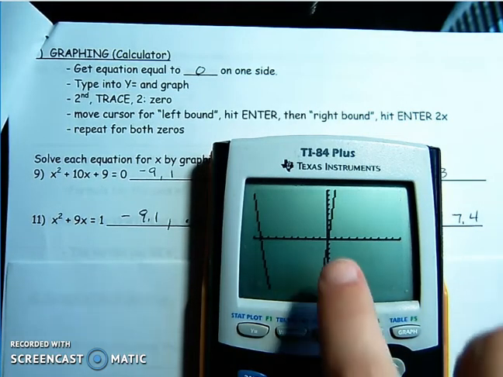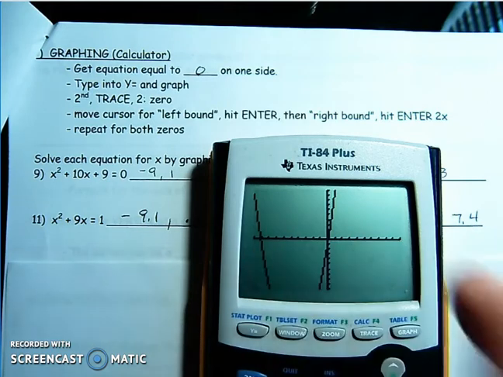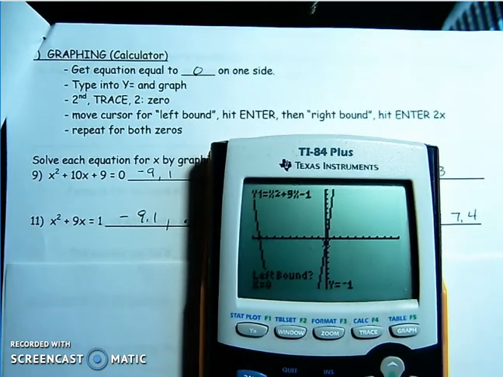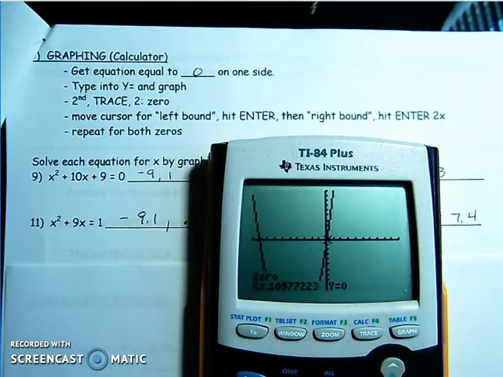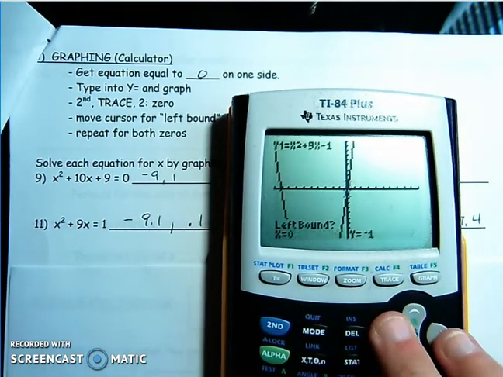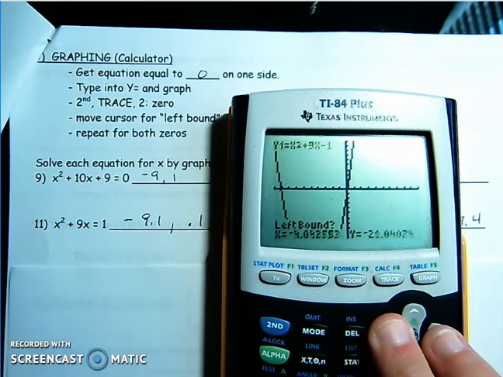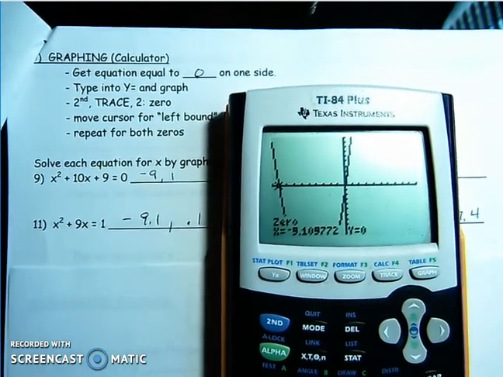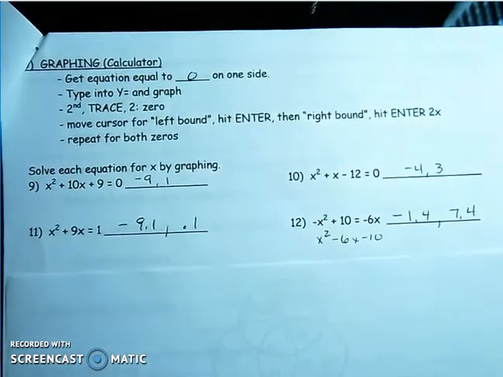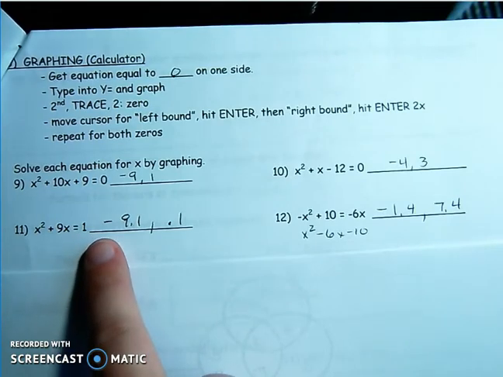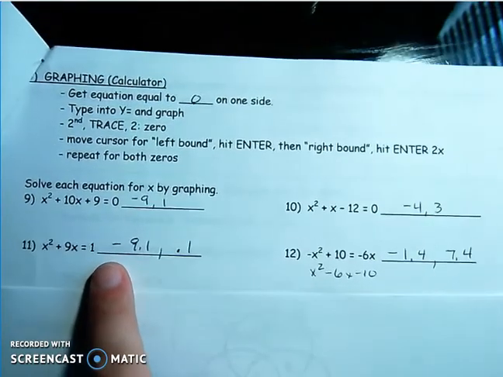When I look at my graph, it looks like it kind of crosses at 0 and kind of crosses at -9, but let's see. Second trace 2, the left side and the right side gives me the 0.11 or the 0.1. Second trace 2 over here gives me the 9.1. Now, these are tricky on the calculator because they're decimals. So if you are uncomfortable using the calculator, remember the quadratic formula, or our other techniques also work. Factoring in this case does not work because it's decimals.